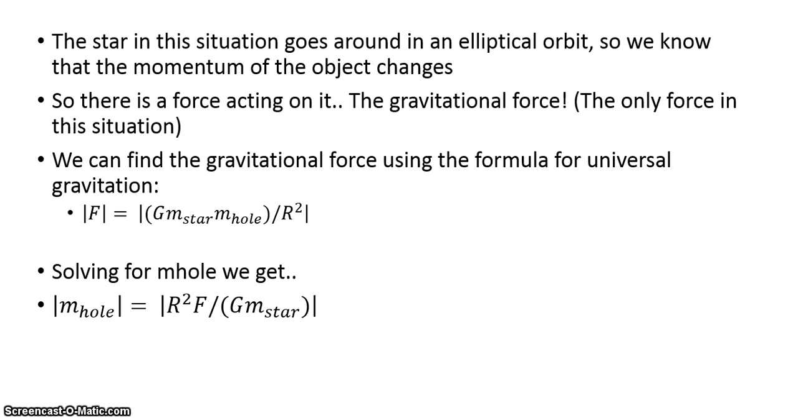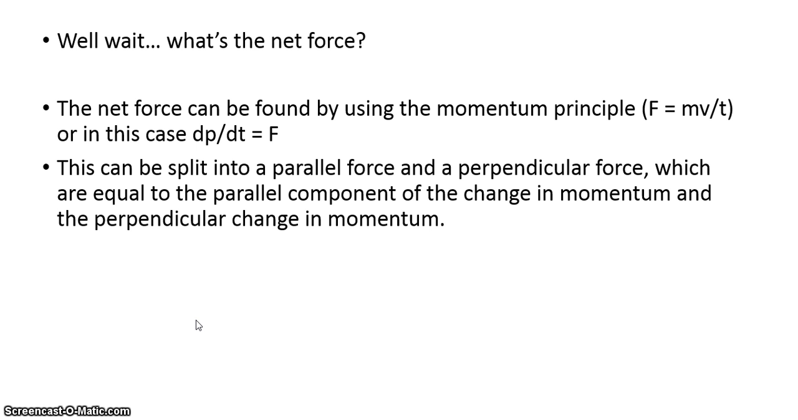Now, the real question is, how are we going to find the force so that we can identify the mass of the hole? What we're given is the position of the black hole and the position of the star at any given point, which we can use to calculate r. The gravitational constant we can look up in any textbook or online. And we're given the mass of the star, but what we don't have is the force itself. So in order to calculate the force, we're going to have to find it by using the momentum principle.